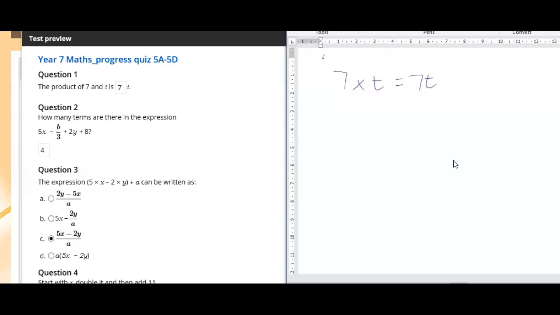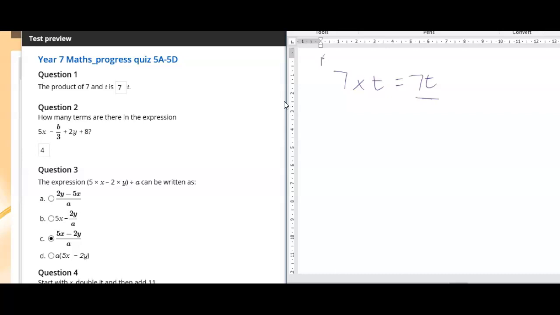Okay, question 2. How many terms are there in the expression? Now, terms are separated by a plus or a minus sign, so not a multiply sign. So this is just one term, not 2 separate terms. And they're not separated by a division sign either. So you can see B over 3 is its own term.